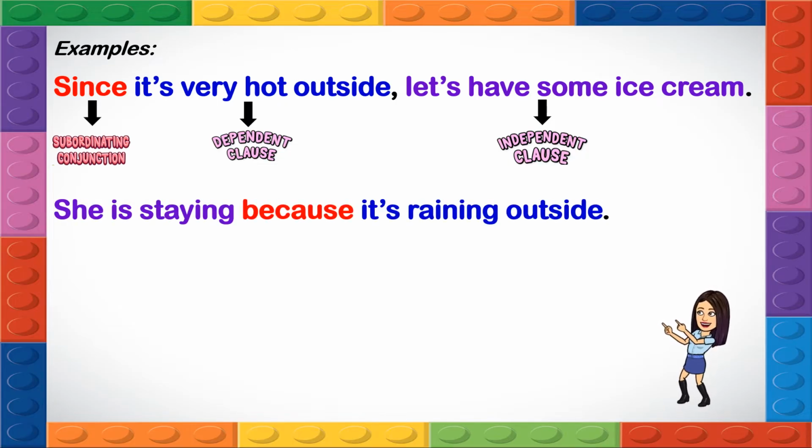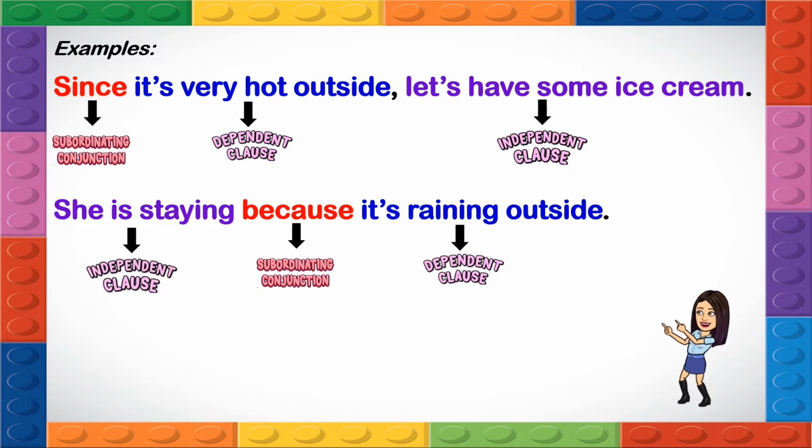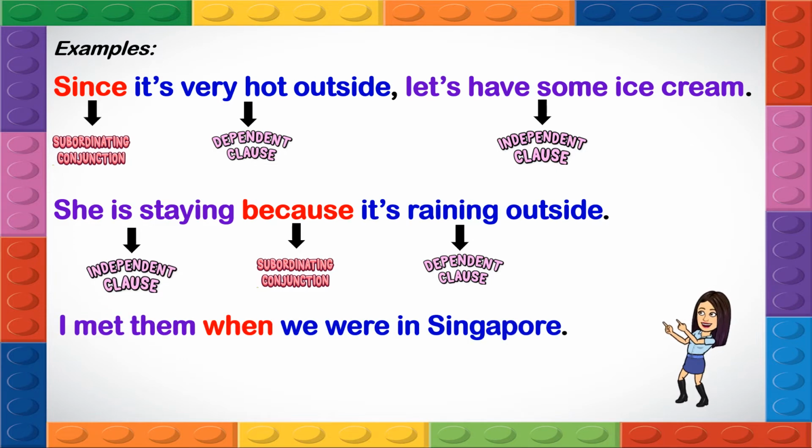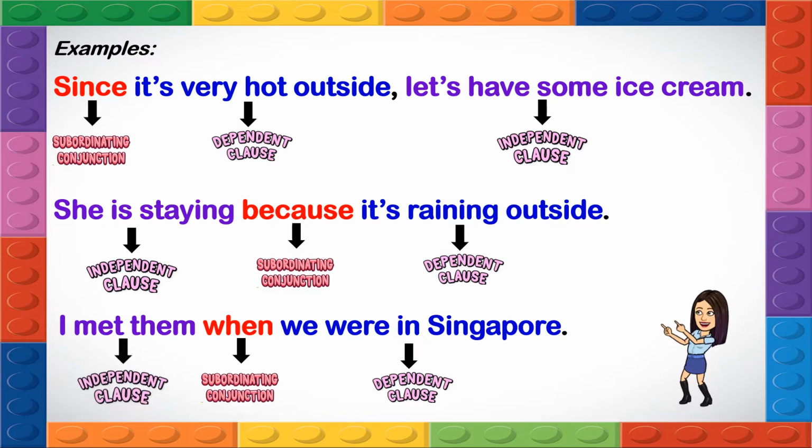She is staying because it's raining outside. Because is the subordinating conjunction that joins the dependent clause it's raining outside with the independent clause she is staying. I met them when we were in Singapore. The subordinating conjunction is when, which joins the dependent clause we were in Singapore and I met them, the independent clause.